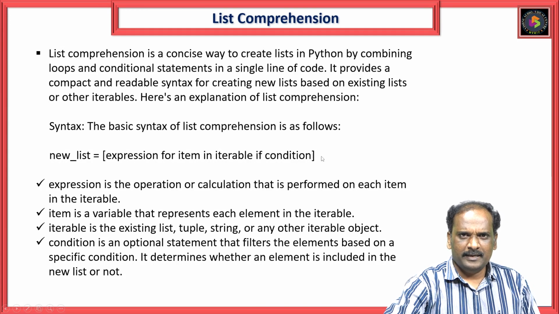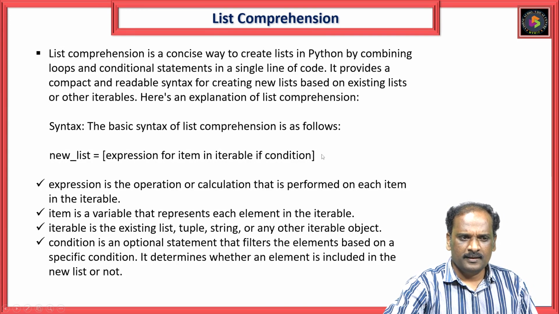The next topic is list comprehension. List comprehension is another way to create a new list. It is a compact, concise way to create a new list by using the for loop and conditions. So list comprehension is a concise way to create a list in Python by combining loops and conditional statements in a single line of code. It provides a compact and readable syntax for creating new lists based on an existing list or other iterables.